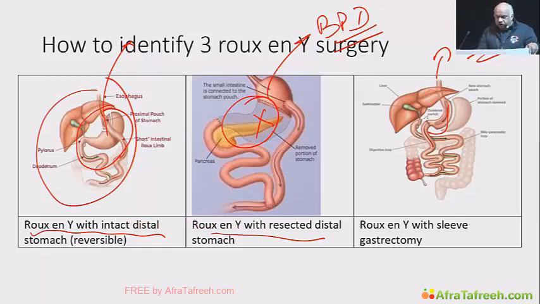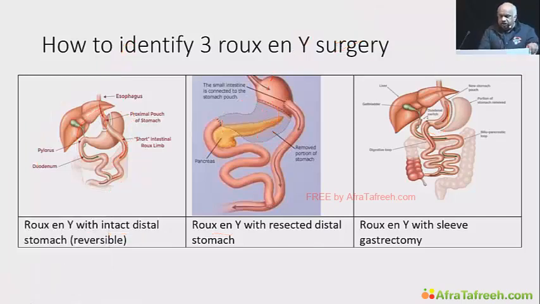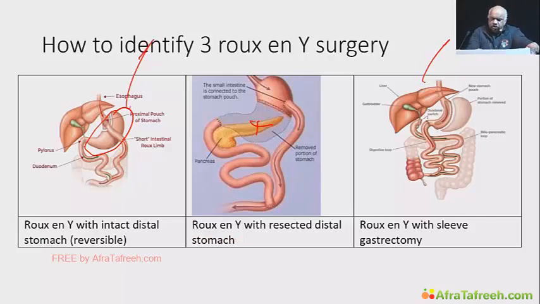So if you see Roux-en-Y and they ask what it is, you simply see whether the stomach is there or not. If the stomach is there, then this is Roux-en-Y gastric bypass. If the stomach is gone, this is biliopancreatic diversion. If sleeve gastrectomy has been done with Roux-en-Y, this is duodenal switch. This sometimes we do, this is very commonly done, this is never done, and most common is sleeve gastrectomy.